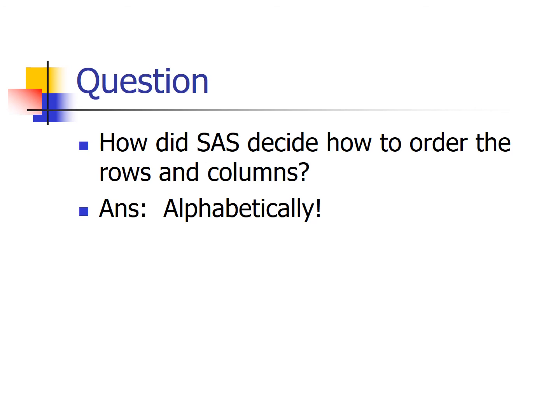So aspirin comes before placebo alphabetically, so that's why it's aspirin then placebo. Myocardial infarction comes before none alphabetically, so that's why it's myocardial infarction before none. We need to be aware of SAS's defaults, particularly when we start working with larger tables, because these defaults may or may not be constructing the table the way we would like it constructed.